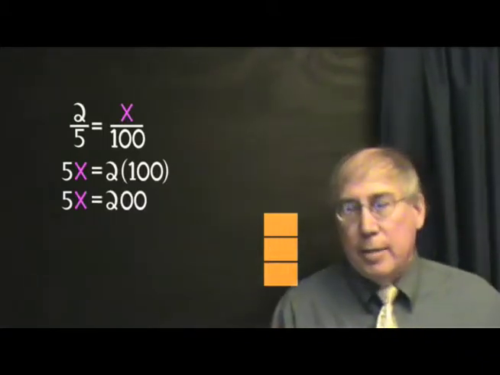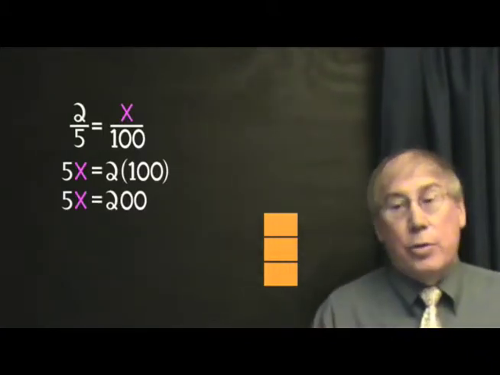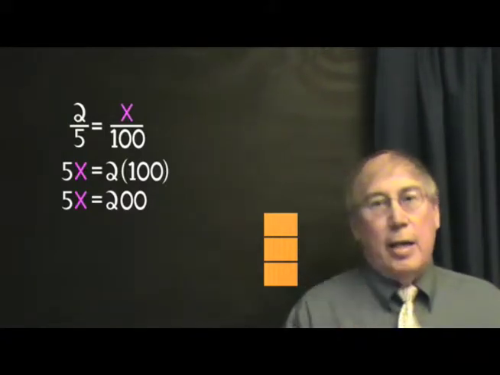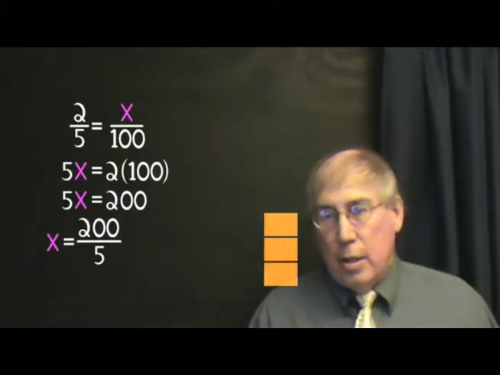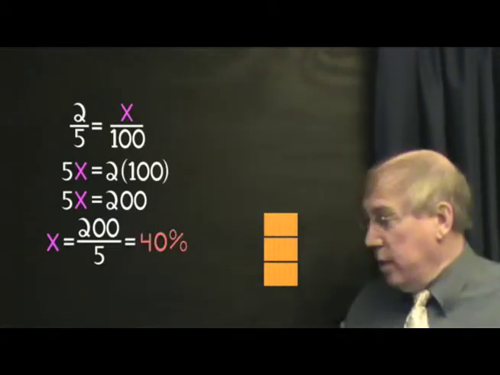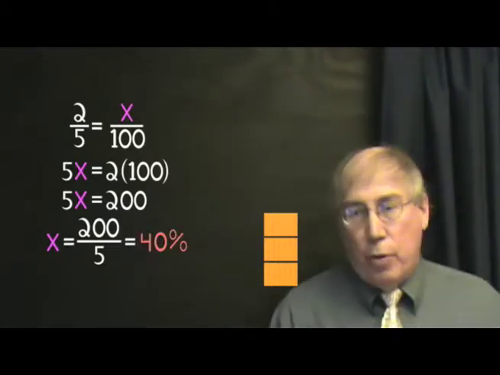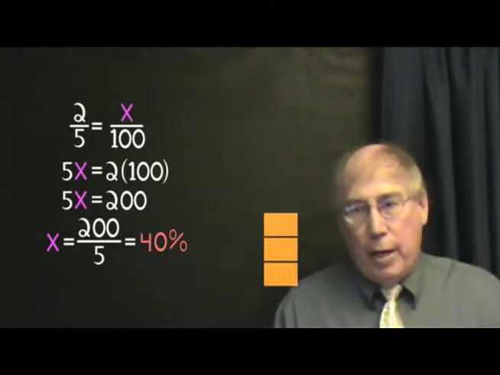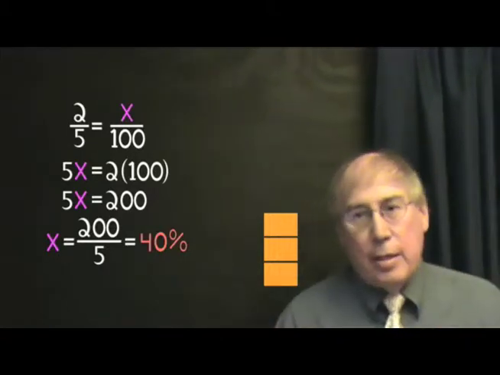Cross multiply. We get 5x equals 200. Divide 5 into 200. We get 200 over 5. And so x is going to be 40%. So 2 out of 5 is 40%.